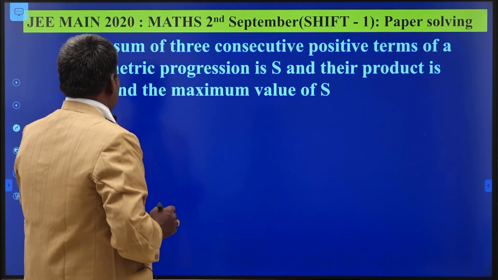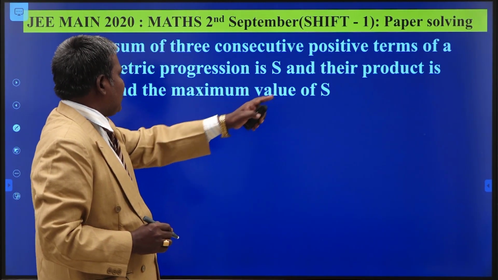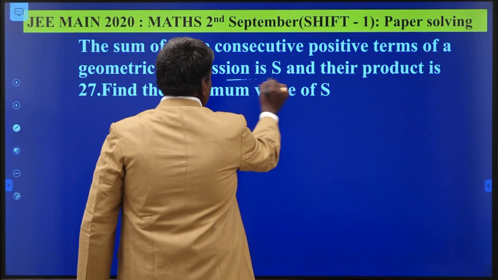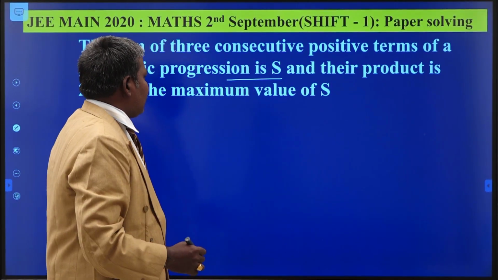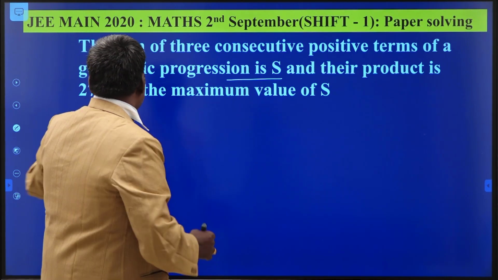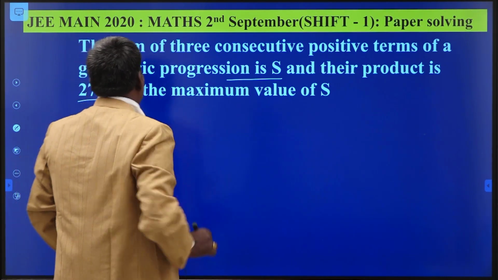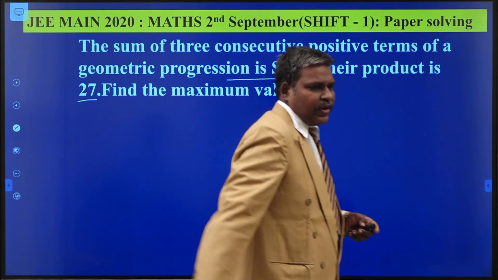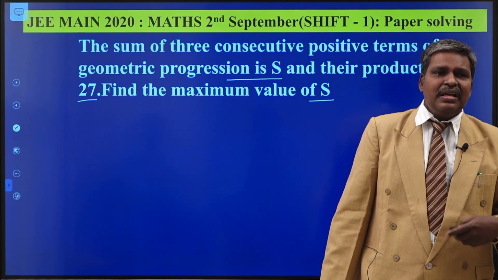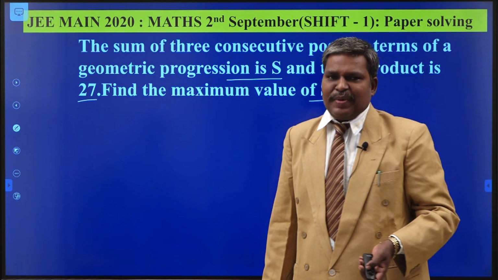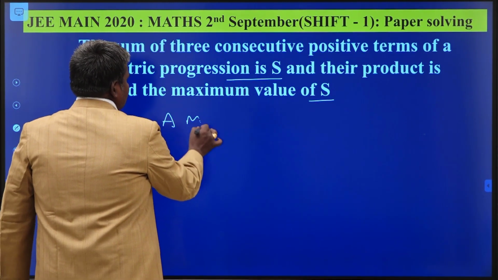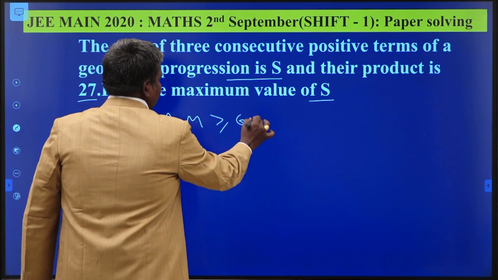Now again see this question. Sum of the three consecutive positive terms of a geometric progression is S. What is the summation of the three numbers? S. And their product is 27, given to you. Find the maximum value of S. So you have to find out the maximum value of the sum of the three consecutive numbers which are in geometric progression. Whatever it may be, you know that arithmetic mean is greater than or equal to geometric mean.